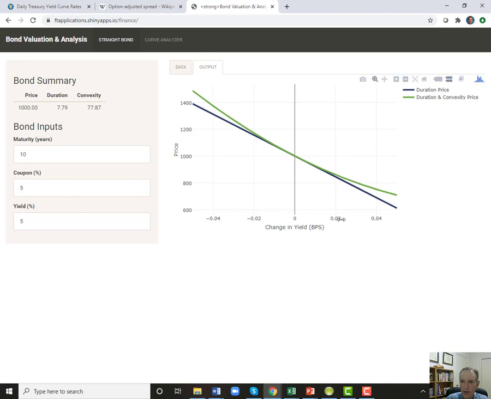What if they rise 200 basis points? What if they rise 400 basis points? What if they fall 200 basis points? What if they fall 400 basis points? And you can see these bonds have what we call convexity. Convexity is that curve that you get. And this bond has positive convexity.